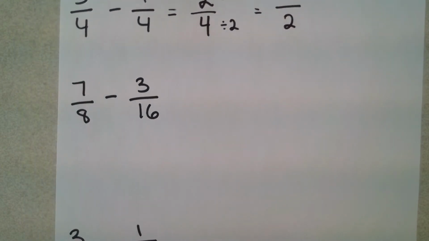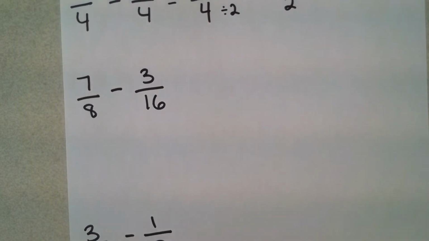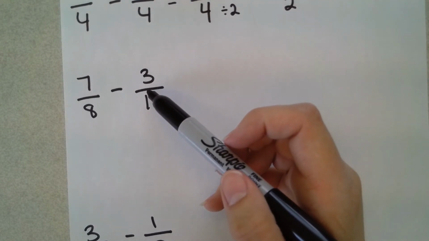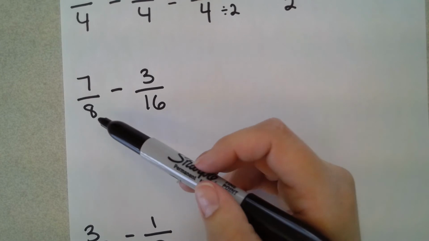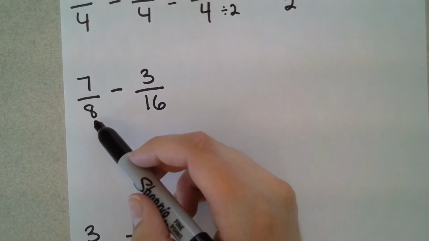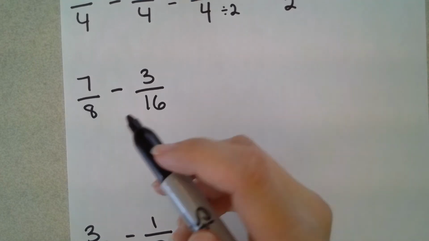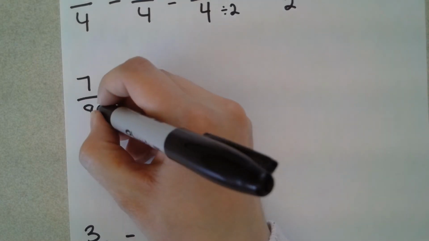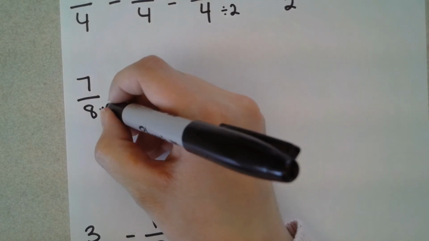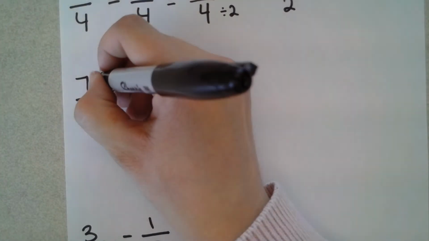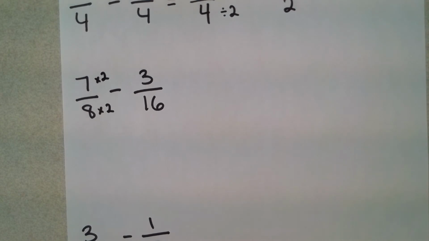All right, let's do a couple more. So now we have 7/8 minus 3/16. So again, here we have an unlike fraction. So that means that we need to turn this smaller number into this bigger number. We're going to use multiplication again. So 8 times 2 is going to give us 16. And so we'll do times 2 on the top here as well.